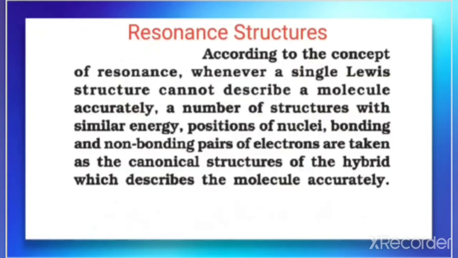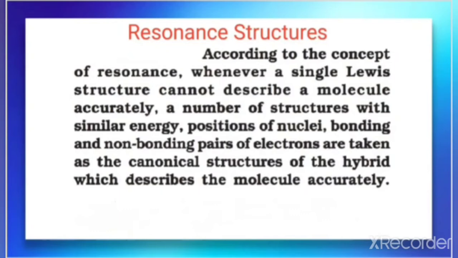So we can say that according to the concept of resonance, whenever a single Lewis structure cannot describe a molecule accurately, a number of structures with similar energy, position of nuclei, bonding and non-bonding pairs of electrons are taken as canonical structures of the hybrid, which describes a molecule accurately. So in simple words, a single Lewis structure cannot explain a molecule accurately, so a number of structures are drawn. These structures are called resonating structures, and the actual structure is a hybrid of these resonating structures. So the hybrid structure describes the molecule accurately.